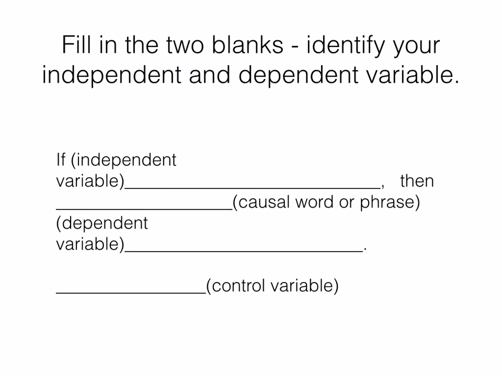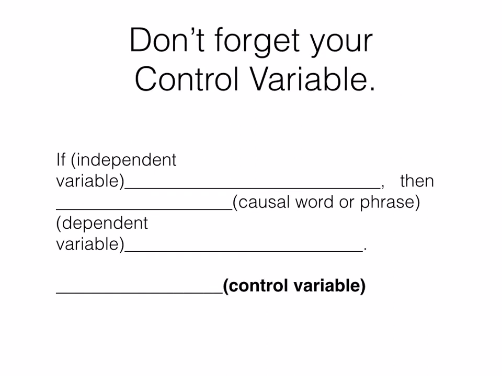So all you really need to do is fill in the blanks. Whatever your topic is, you're just going to insert what you think to be the independent variable and what you think has an effect on or is going to be your control variable. Oh, and you're going to also include a causal word or phrase as well. Something that ties the two together. And if you look in your textbook, you have a list of causal words and phrases, and you should have done them with your flashcard assignment. Once again, don't forget your control variable.